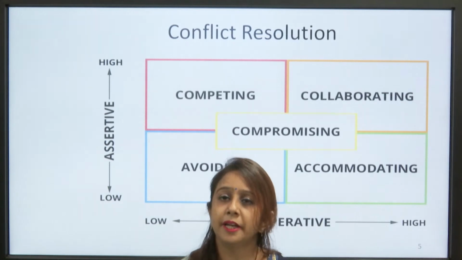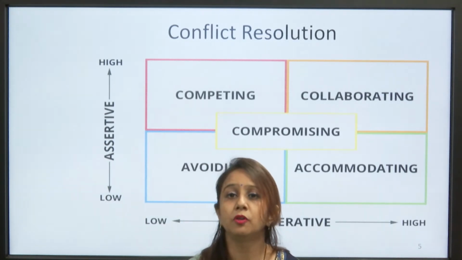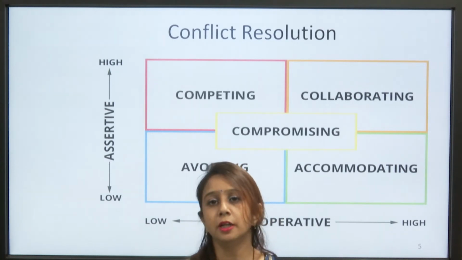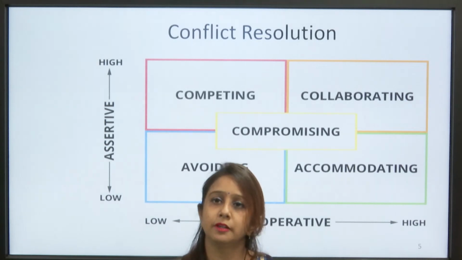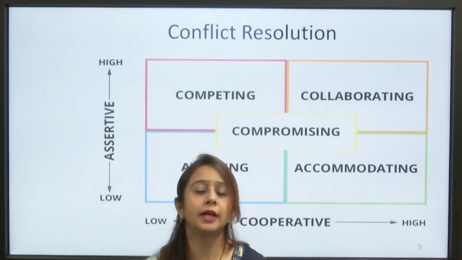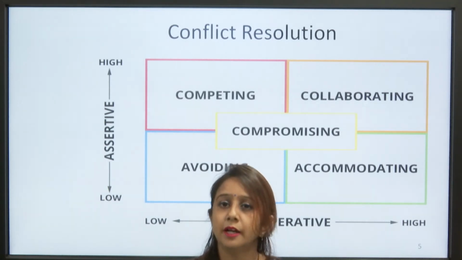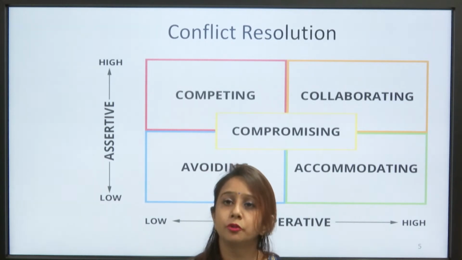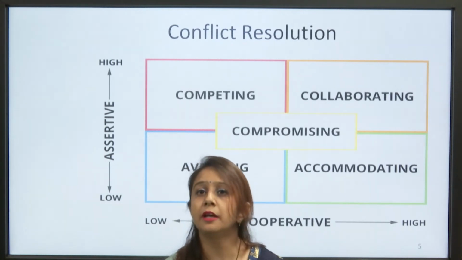It can be taken up through competing, where you can make two people compete with each other. You can bring them together, place their own opinions in front of each other, and solve it as far as possible. Collaborating means two people need to be brought together and a third person will try to explain to them that the difference is there and this difference can be solved through this particular technique. Then avoiding, first we will take accommodating.